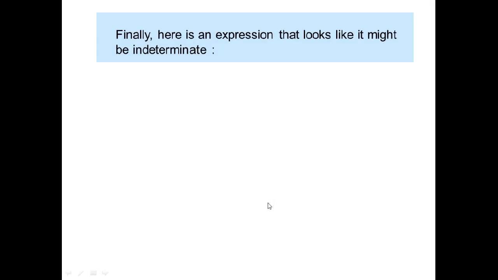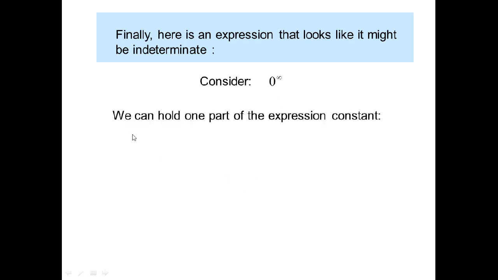All right, now finally, here's an expression that looks like it might be indeterminate: 0 to the infinity power. If we hold one part of the expression constant, for instance in this first one we're going to hold the base constant, and we're going to let the x go to infinity. So we're taking a really small number, 0.1, it could be even smaller, but you're multiplying a fraction times a fraction multiple times.